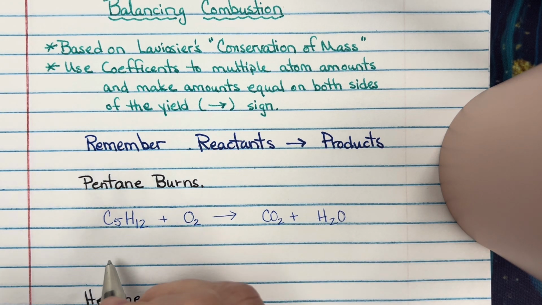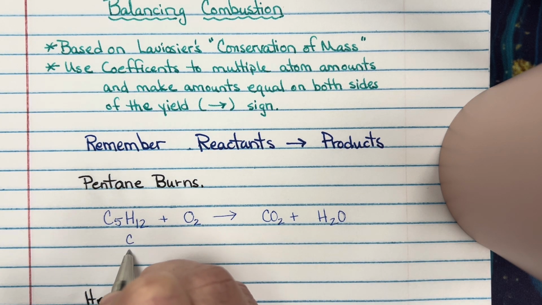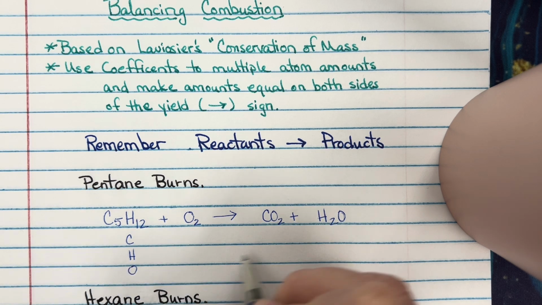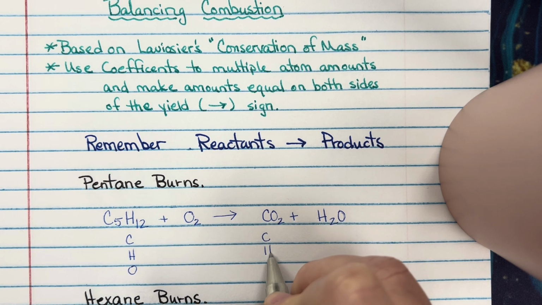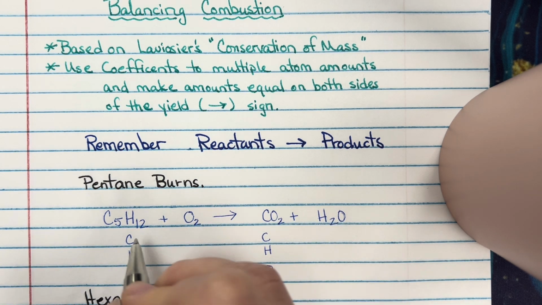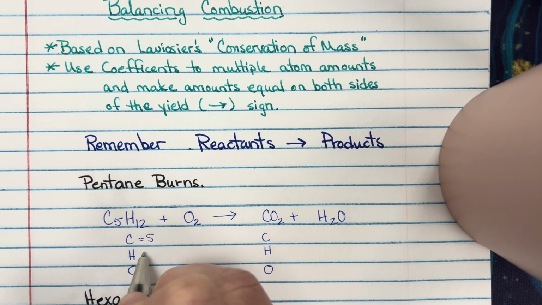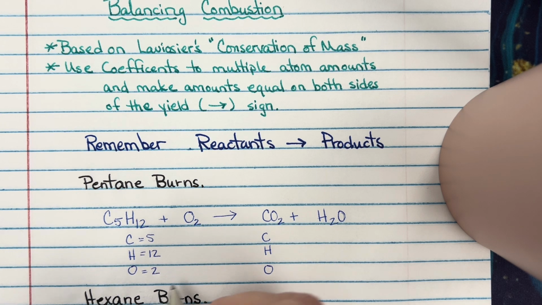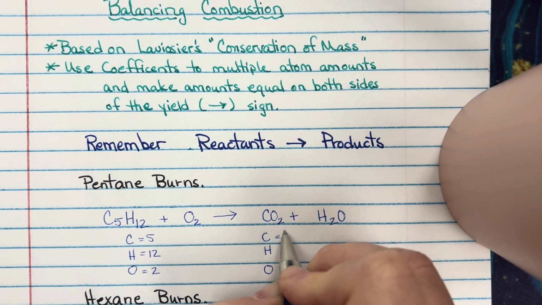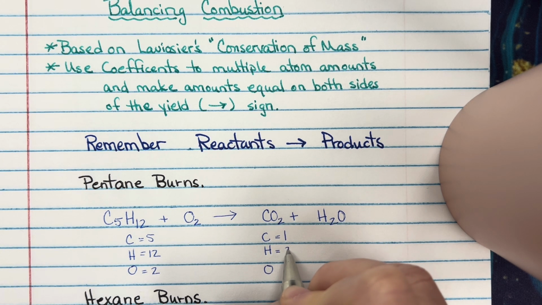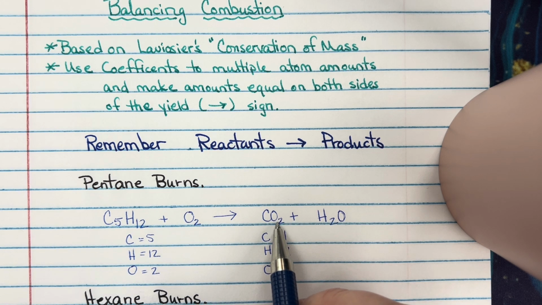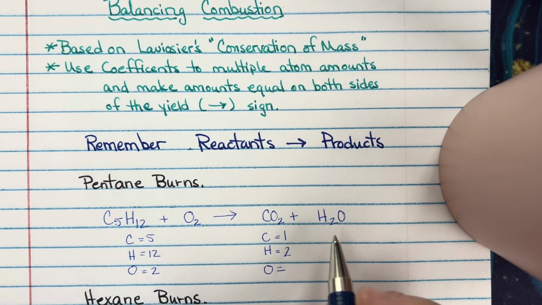Now we want to go through, we'll make our list. For this one, we've got 5 carbons, 12 hydrogens, 2 oxygen. Over here, there's 1 carbon, 2 hydrogen, and being careful, we have 2 oxygen here, 1 over here. That gives us 3.